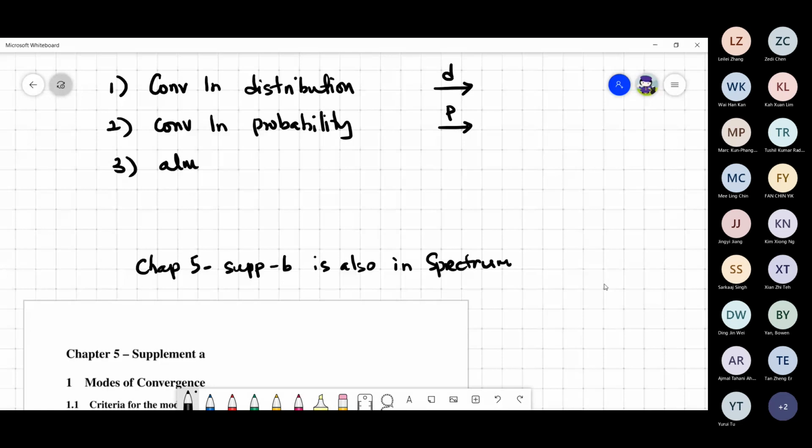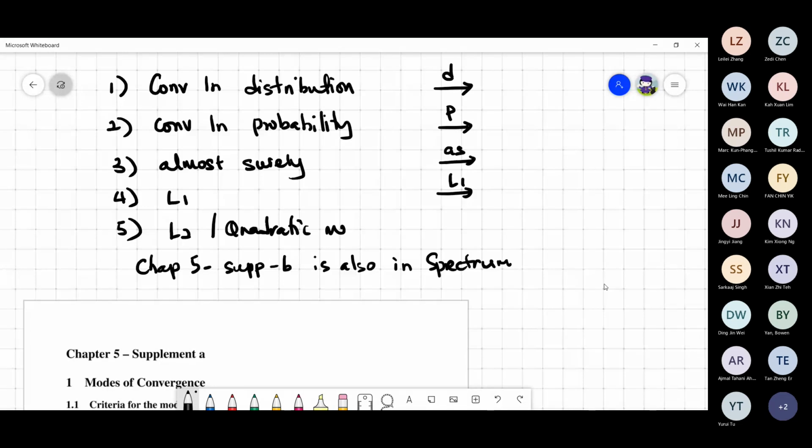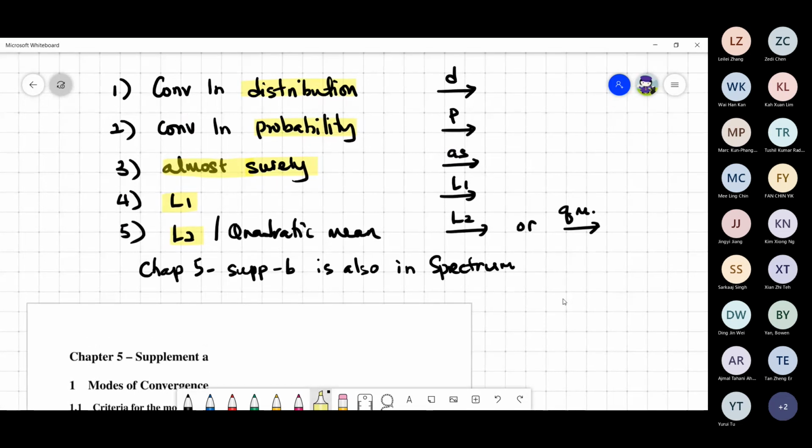And the third one will be almost surely or almost everywhere. We use the shorthand AS. And number 4, we simply call it L1 or the first mean, and the fifth one, L2 or quadratic mean, which we denote by QM. So we have these 5 of them: in distributions, in probabilities, almost surely, L1 and L2. Of course, there are some other types of convergence, which we are not going to discuss in our course. We will just look at these 5 of them.